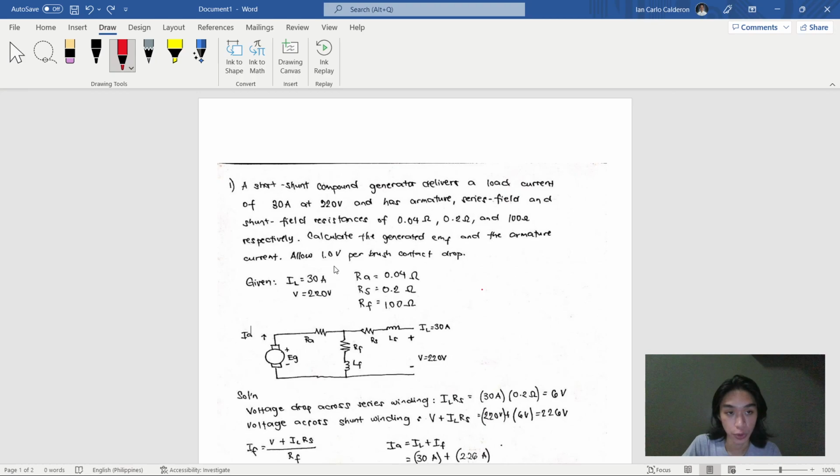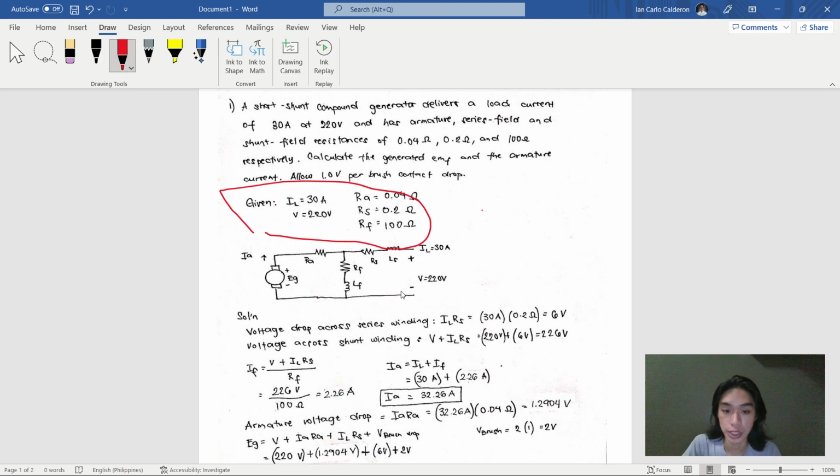First, we need to get the given on the word problem. Then for the first step, we need to solve the voltage for the series winding part. V is equal to I times R. So 30 amperes multiplied by the resistance of the series field winding, 0.2 ohms, and we get the value of 6 volts.